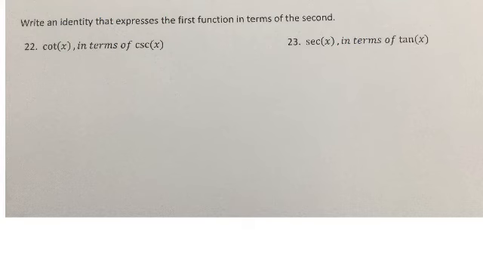Okay, so this is starting to transition us to the sort of problems we're going to have in the next section. It's not quite, but it's a beginning. So it tells me to write an identity that expresses the first function in terms of the second. So I have cotangent of x, and I want to write it in terms of cosecant of x, which means the only trig function that I can have in my final answer is cosecant. I don't want any other trig functions. So I'm starting with cotangent, and I'm going to manipulate it until I make it say cosecant.